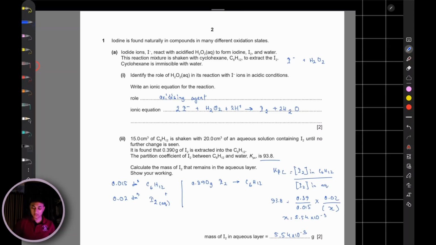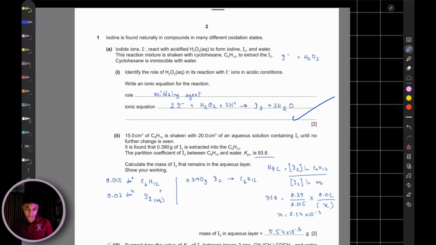This is easy. The role is oxidizing agent because it is going from -1 to 0. So yeah, this equation, you can take a look at it. It goes from 2I minus reacts with H2O2. This is going to oxidize the I minus to iodine and form 2H2O, right, to balance the equation. Fair enough. Since they have said acidified, you're going to consider 2H plus as well. Okay, that is easy.